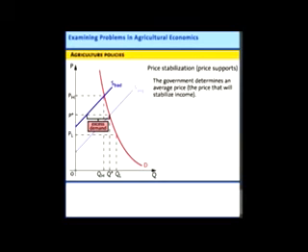Where's the government going to get the corn that it sells to keep the price constant? It's going to get it by buying corn in years of bumper crops. So in the years of the bumper crop, here is our supply curve in a good year.